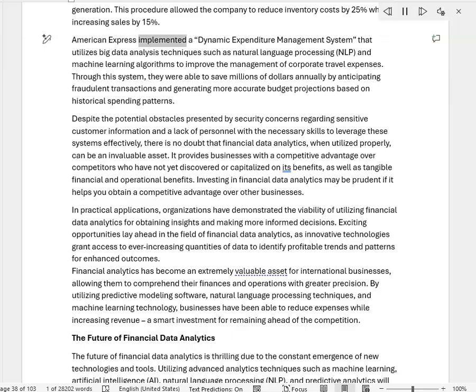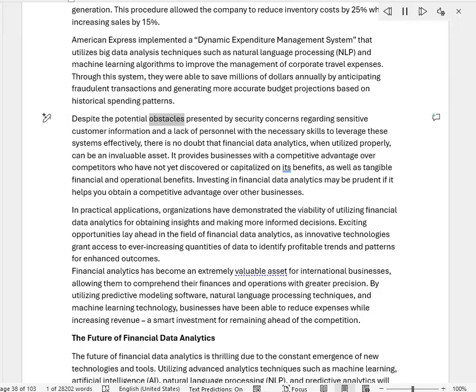American Express implemented a dynamic expenditure management system that utilizes big data analysis techniques such as natural language processing, NLP, and machine learning algorithms to improve the management of corporate travel expenses. Through this system, they were able to save millions of dollars annually by anticipating fraudulent transactions and generating more accurate budget projections based on historical spending patterns.